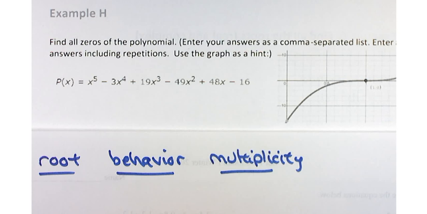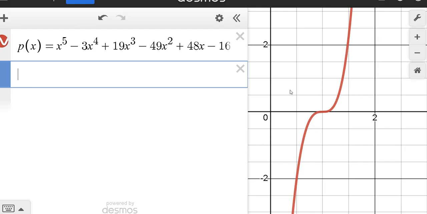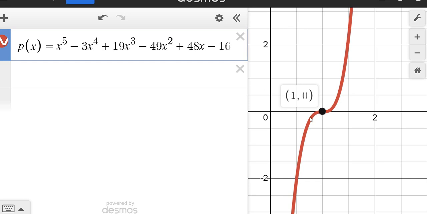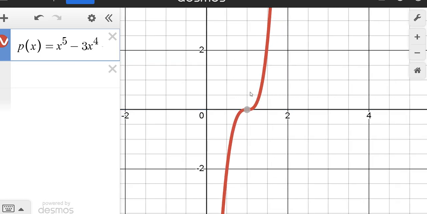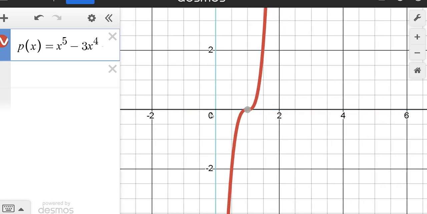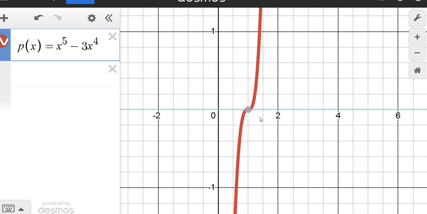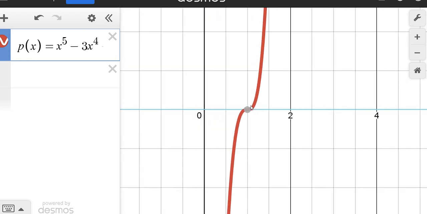H from the homework. I didn't get to cover that in class, so this is a bonus example here for you. Let's look at it here. So here's our polynomial. There's its graph. Looks like it's got a root at x equal 1. And you can zoom out and zoom around a little bit, but I don't think you're going to find any more roots. I think that's it as far as the roots are concerned. So it just looks like we got that one root.